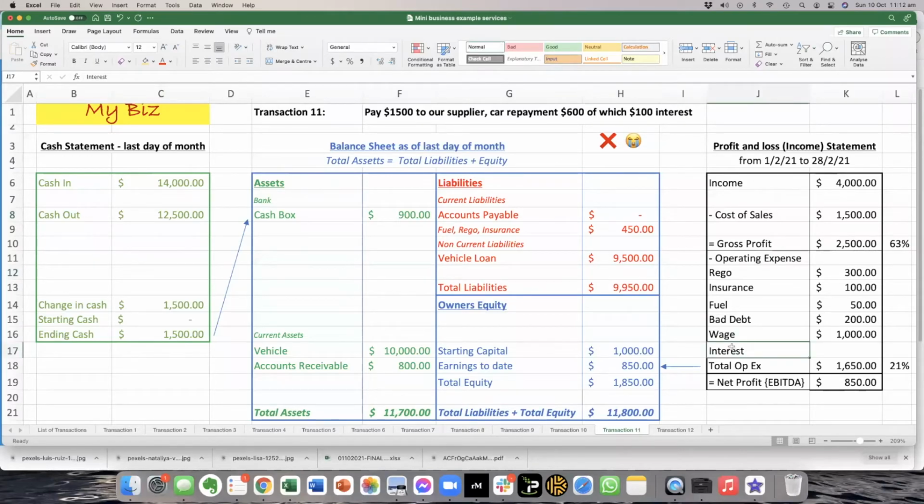Interest is considered an operating expense. It's like renting money. It's like you've got a building. If you had rent, it would turn up in here. So our interest is $100, and you'll see, kaboom, we're back into balance again.